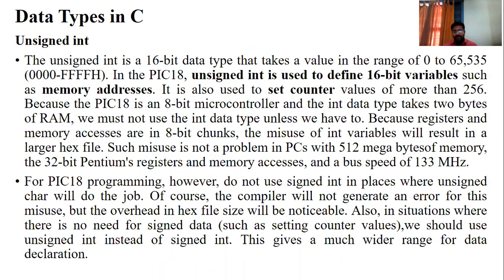Same case, suppose we are using the integer value. Remember, the integer we are using is a 16-bit data type. So what is the range of this one? 0 to FFFF. This is nothing but 2 power 16, which is the 64K value. And 2 power 8 is nothing but 255. Okay, 64K value. See this.